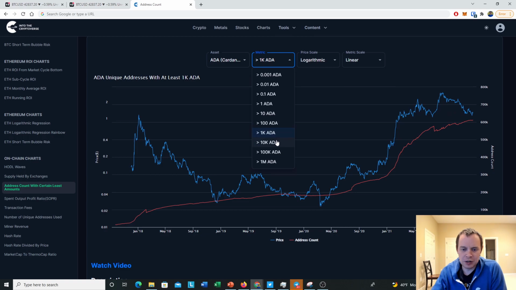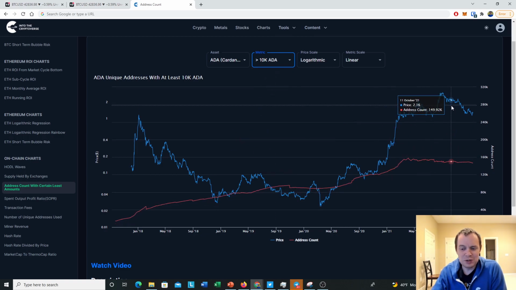Now, continuing on, we're going to go to 10,000 ADA. And what you see here is a nice uptrend, especially in the bear market. It was a nice uptrend in the bear market. And this was heavy accumulation down here.